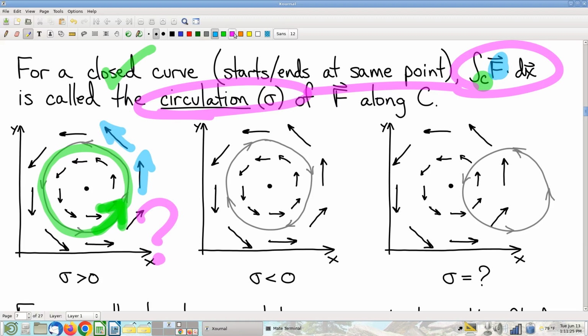And the answer is this circulation is positive. So said differently, to what extent is this blue fluid flowing along the green curve? Well, quite a bit actually. Right? So you've got to compute the integral, but that's going to be a positive amount because that blue fluid is flowing along the curve in the direction the curve is going. So positive circulation.